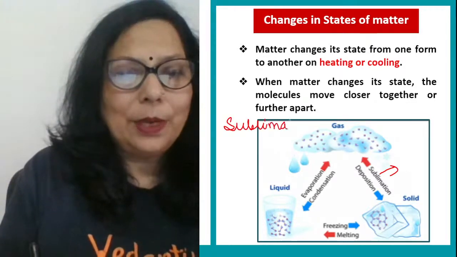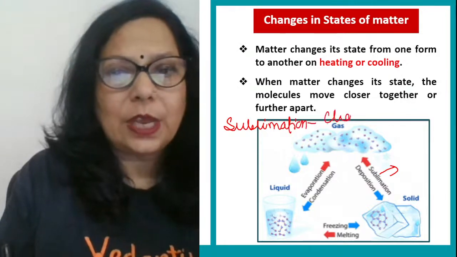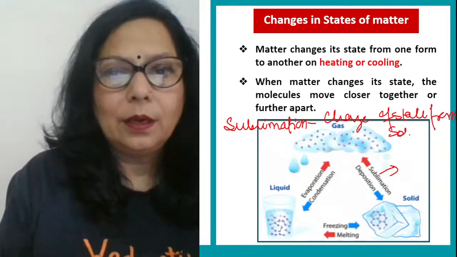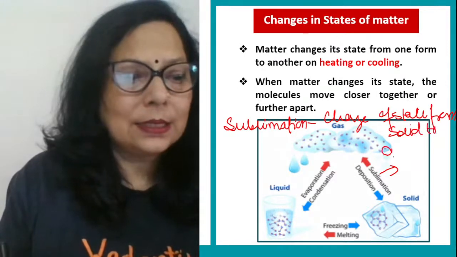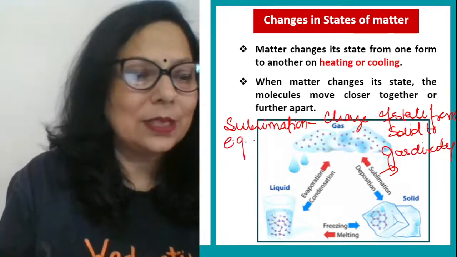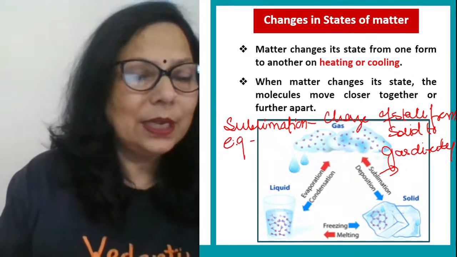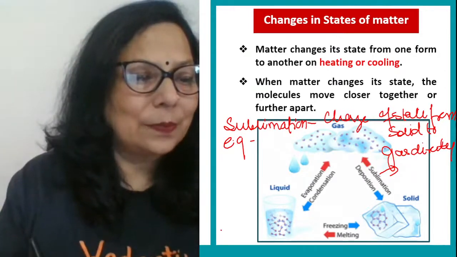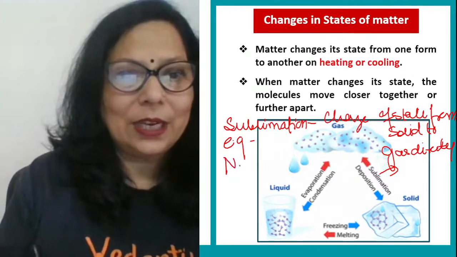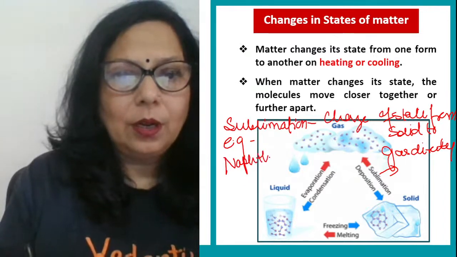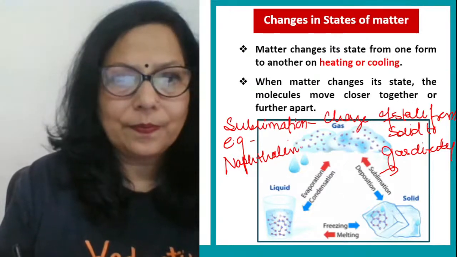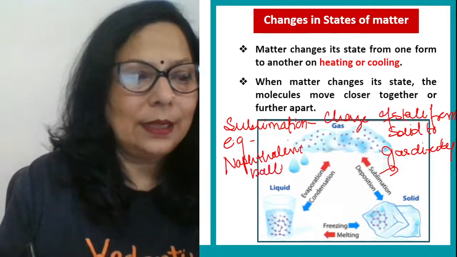Sublimation is change of state from solid to gas directly without changing into liquid. Can you tell me the substances which can sublime? Yes, Samyukta, why not? Can you tell me the substances which can sublime? Yes, naphthalene balls which you keep in your warm clothes to keep the moths away. Naphthalene balls. What else?